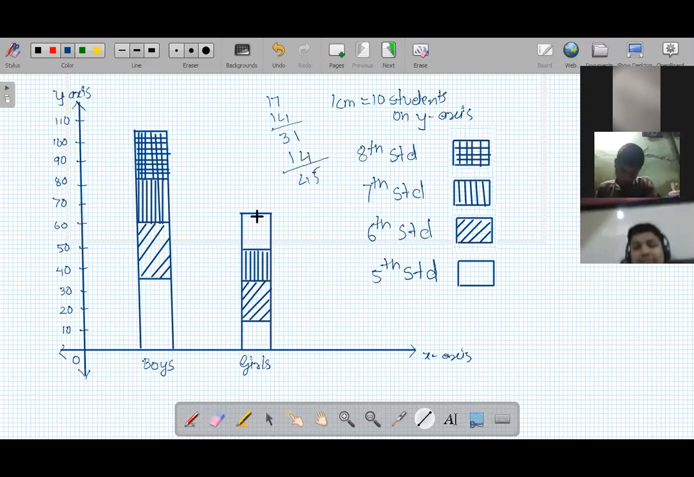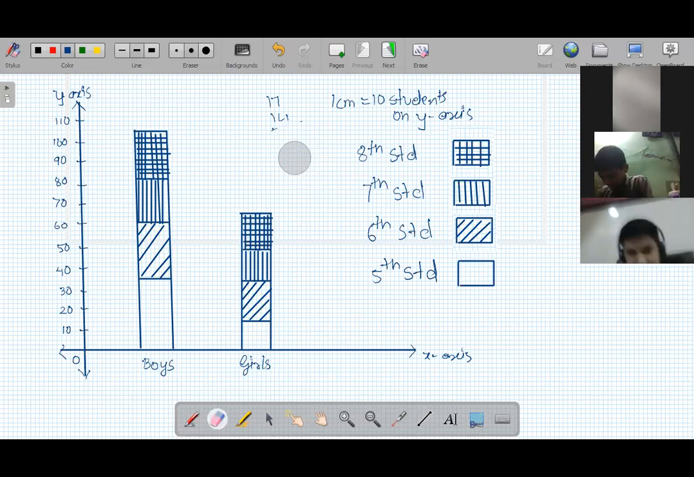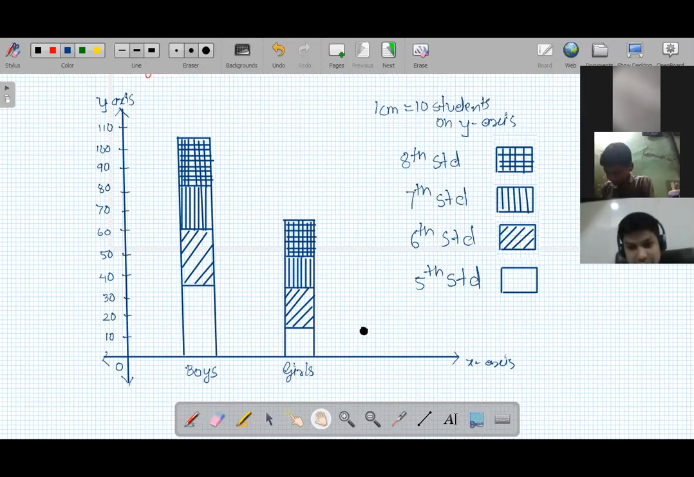The last remaining will be for the 8th standard. So we'll directly do the pattern for it for 8th standard. So this is the subdivided bar for 8th standard. So we have done it for girls and we have done it for boys. So this is the way your bar graph should look like.